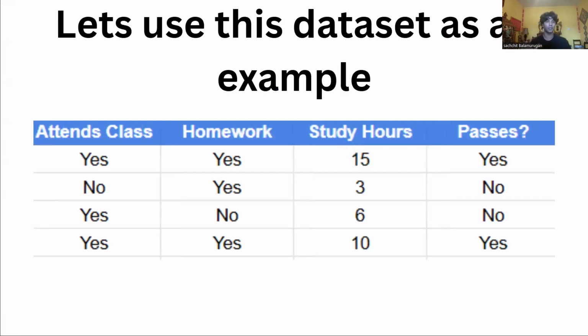In this case, let's use this example data set. We're going to use a 10th class homework study hours, pass or not. So now we're trying to filter it down to see if they pass or not. Let's see how we can use this Gini impurity method to do that.